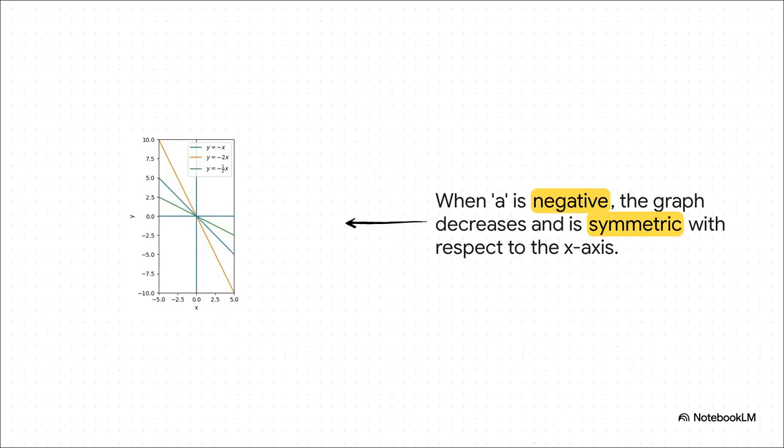But what happens if we turn that dial into the negatives? Whoa, the line completely flips over. It becomes a mirror image. Look at y equals negative 2x. It's just as steep as y equals 2x, but now it's heading downhill. That one little negative sign literally reverses the entire direction. It's a total game changer.